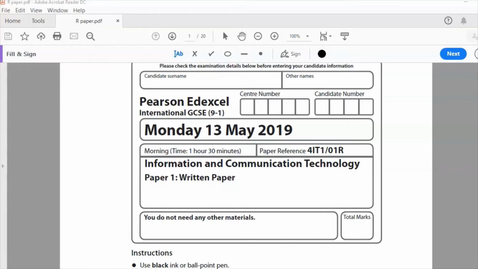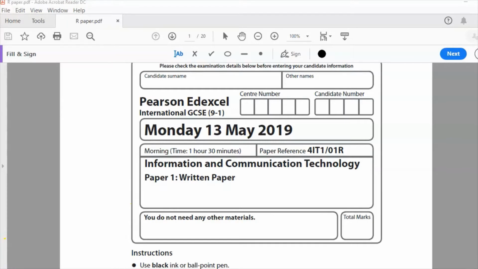So slightly different. This is the regional paper, which is done in different time zones to the UK. So if, for example, you're in the Middle East and you're 3 hours ahead of the UK, you will take the regional paper so that you don't have to take the paper in the afternoon.